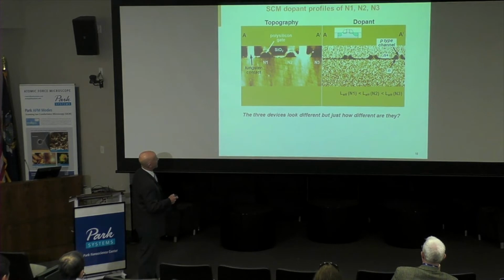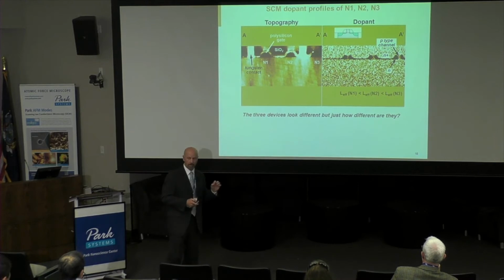And I'm showing the little image up here. So here's our polysilicon gate, and then the doped regions would be here. So N1, N2, and N3. And over here, this is the dopant profile of those 3 devices.